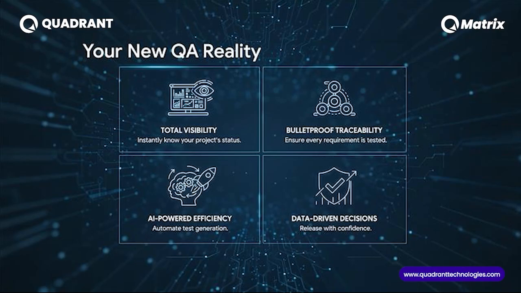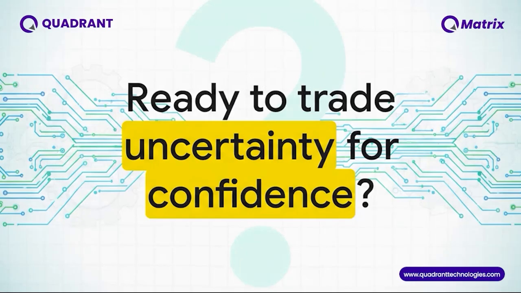So this is basically your new QA reality. You get total visibility from that dashboard so you always know what's going on. You get bulletproof traceability so nothing ever falls through the cracks. You get that AI-powered efficiency letting you move faster and smarter. And it all leads to one thing: being able to make decisions based on data and to finally release your software with confidence.